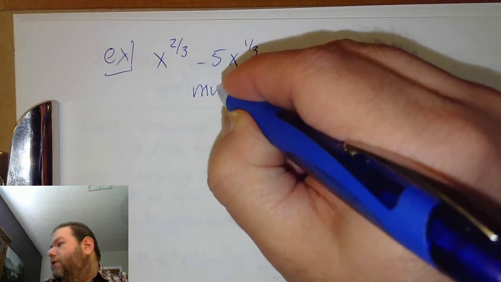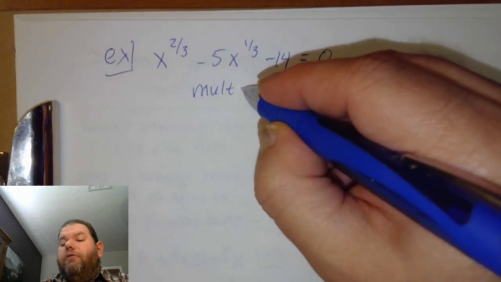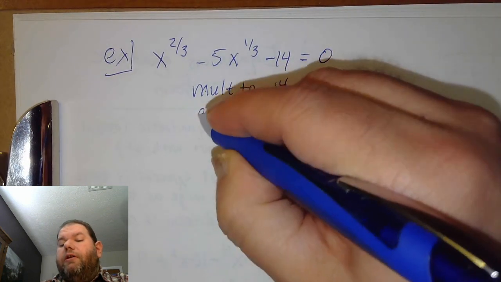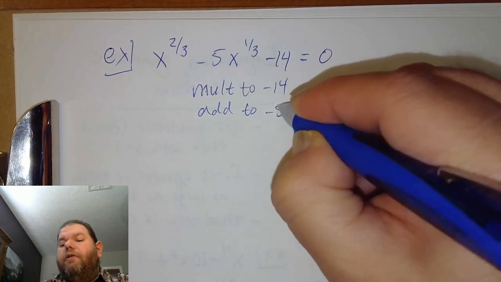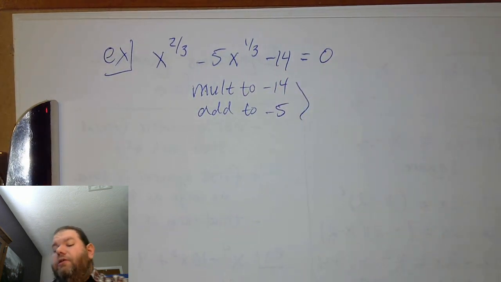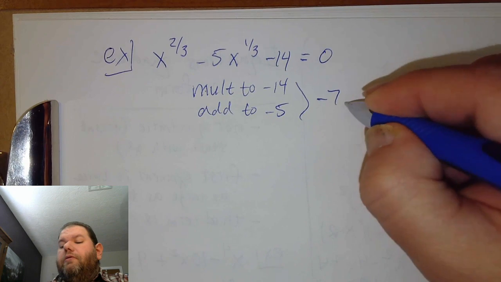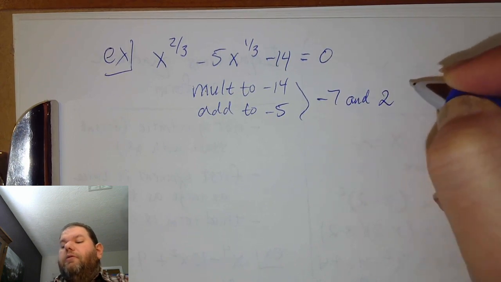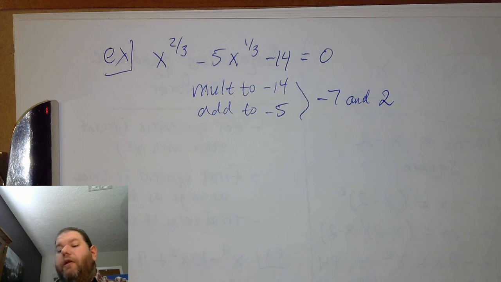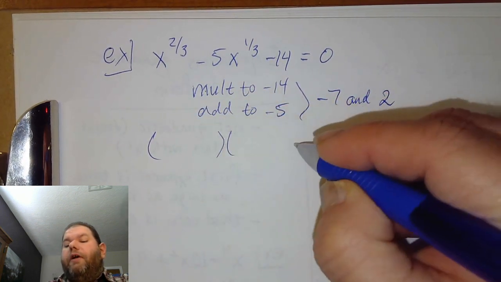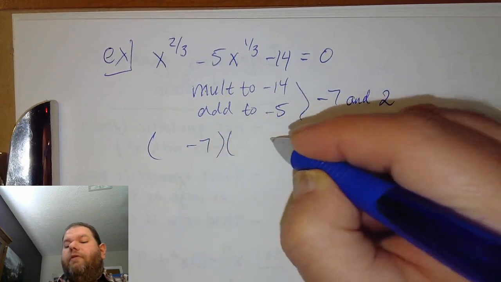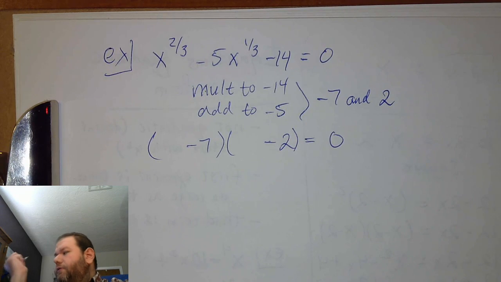Now again, we start off with the same idea. We want two numbers that multiply to negative 14 and add to negative 5 to establish our factorization. So those would be negative 7 and 2. Good. So we're going to set up our factorization, and we know one of them is going to have minus 7 and the other is going to have minus 2.